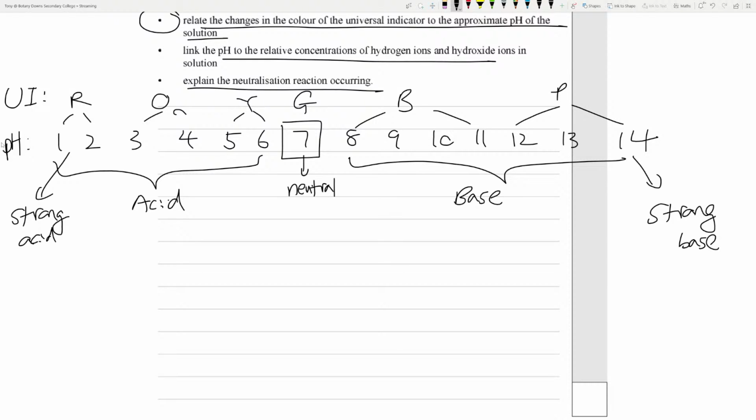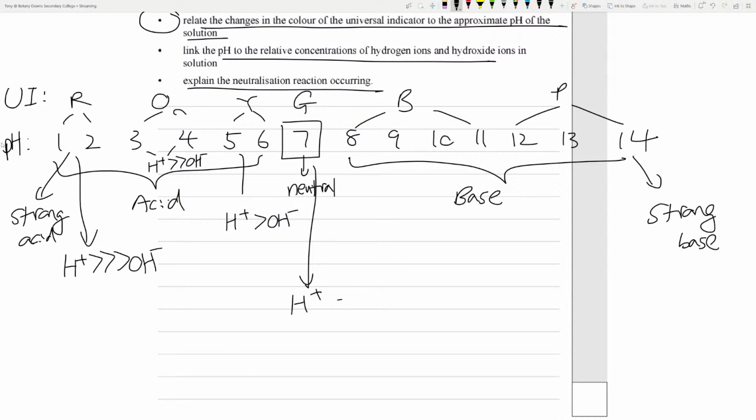And then to do the ions, you just need to remember at 1 to 2, you have lots of H plus ions. That's what acids have, lots of H plus ions. At 3 to 4, you have a little bit more. Then 5 to 6, you still have H plus ions, but not as much. And then at 7, you have H plus equal to OH minus. Then 8 to 11, you have more OH minus than H plus. Then 12 to 14, you have a lot more OH minus compared to H plus.